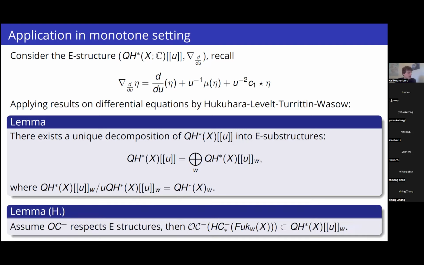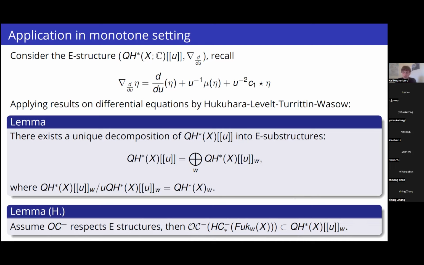And what does this give us? I showed that if you assume that the negative cyclic open closed map respects E structures, which I've proven in a very special case, but I assume it holds for all cases, then you actually find that the image of the negative cyclic open closed map of the cyclic homology of this piece of the Fukaya category actually lies in this part of the decomposition by Fukaya, Leveld, and Turretin. So that answers that question.